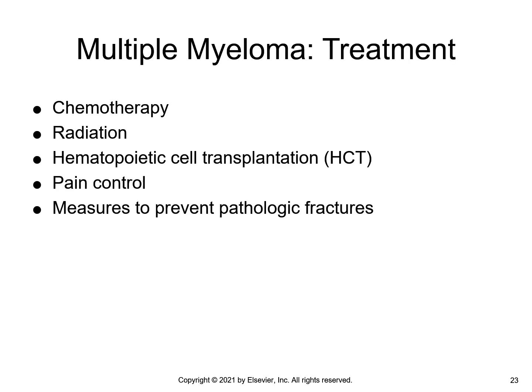There are many treatment methods for multiple myeloma. Chemotherapy and hematopoietic cell transplant are often used to help combat multiple myeloma. Pain control is a primary concern. We know that hypercalcemia and osteoporosis will develop oftentimes, and patients need to be monitored and treated for these specific complications. Measures must also be taken to help prevent any pathologic fractures.